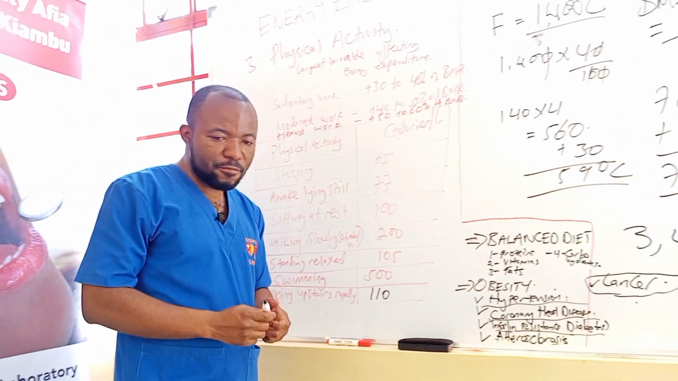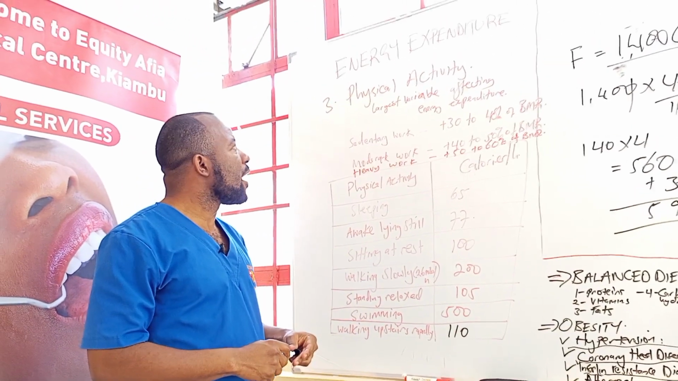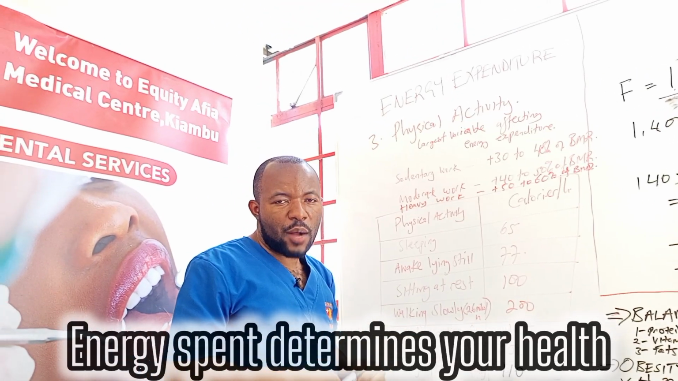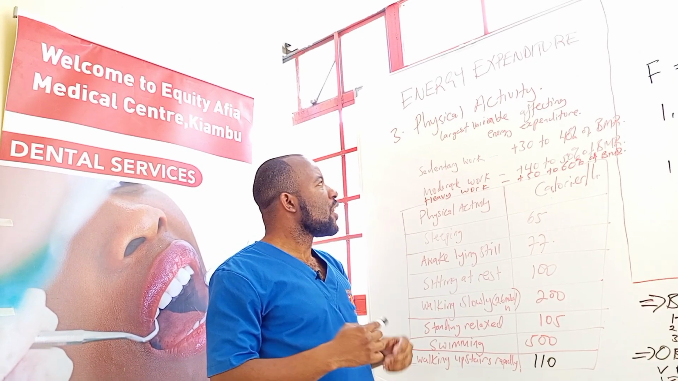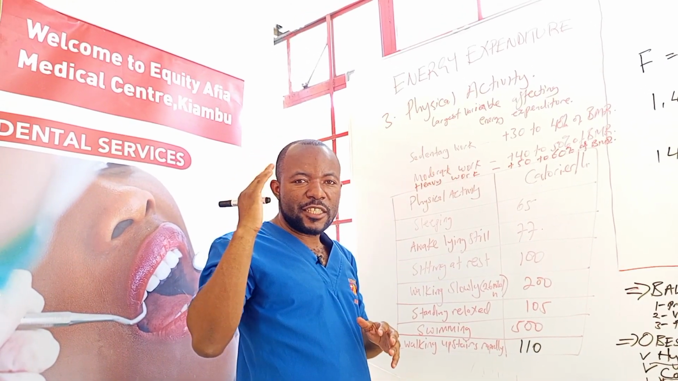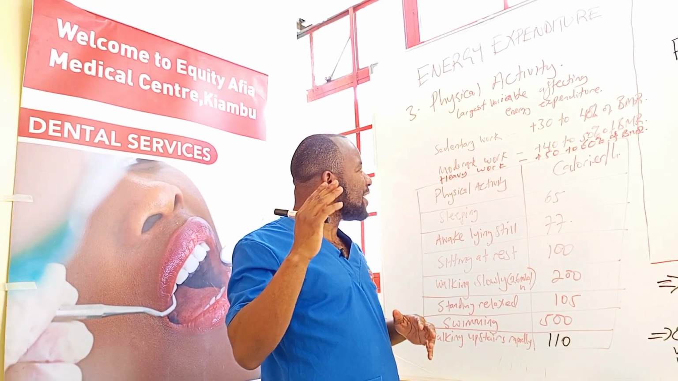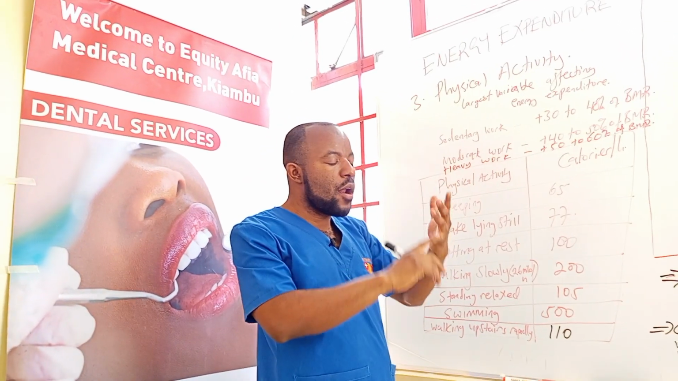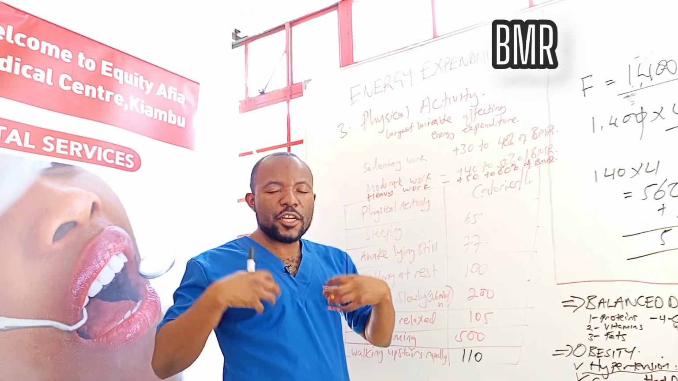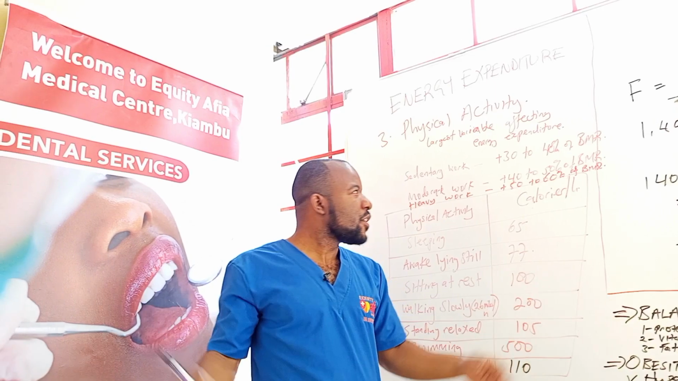So we are saying that how we spend our energy determines our health. And how we spend our energy is dictated by 3 components. Number 1, the basal metabolic rate, which is the energy you need for your heart and your brain to stay alive.